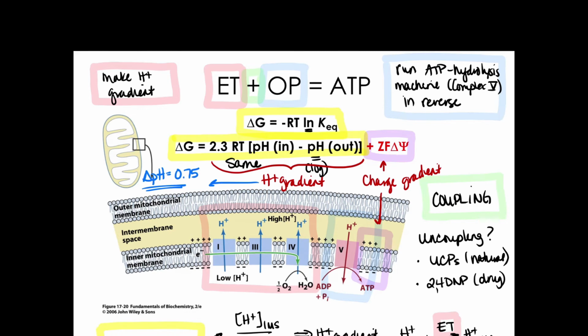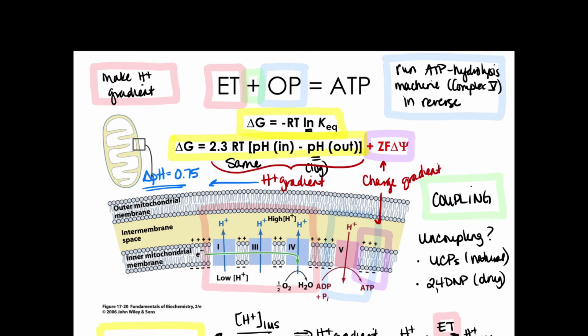We haven't really talked about the details of that. We've talked very generally that we are going to use these protons that are going to come back through this complex with their concentration gradient, and we're going to use that energy to synthesize ATP. So again, that's oxidative phosphorylation. So the idea of these two processes being coupled is very important.